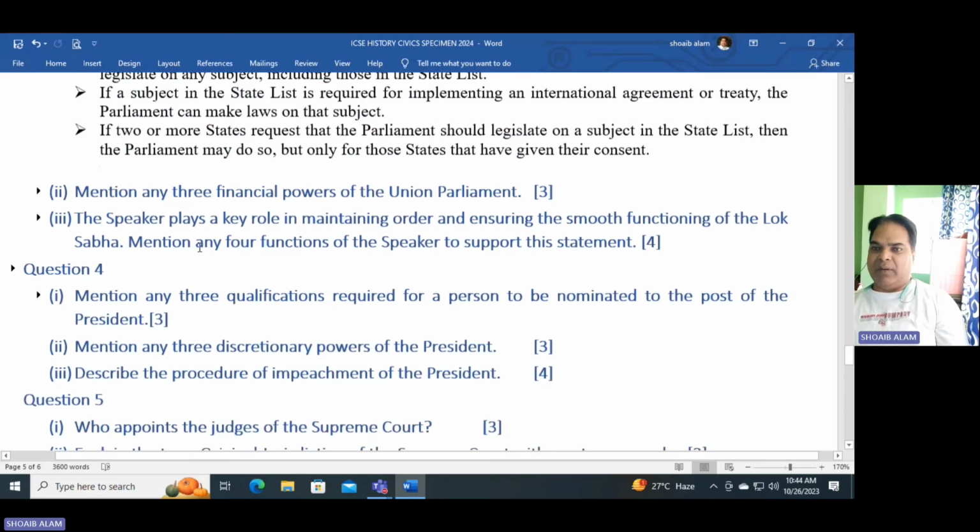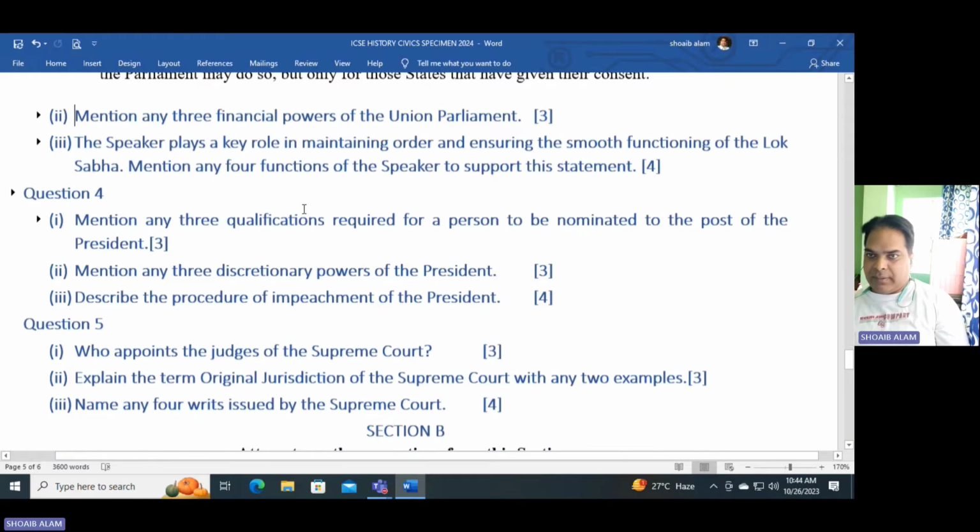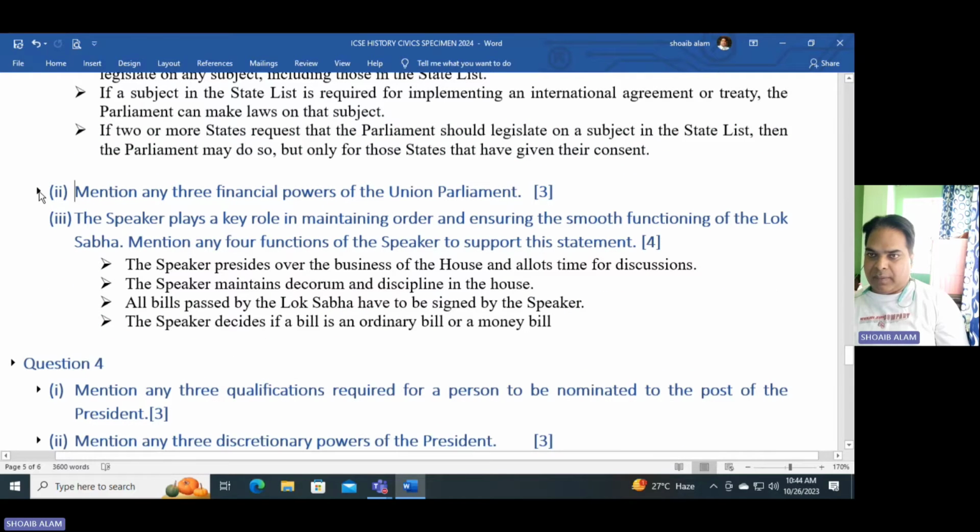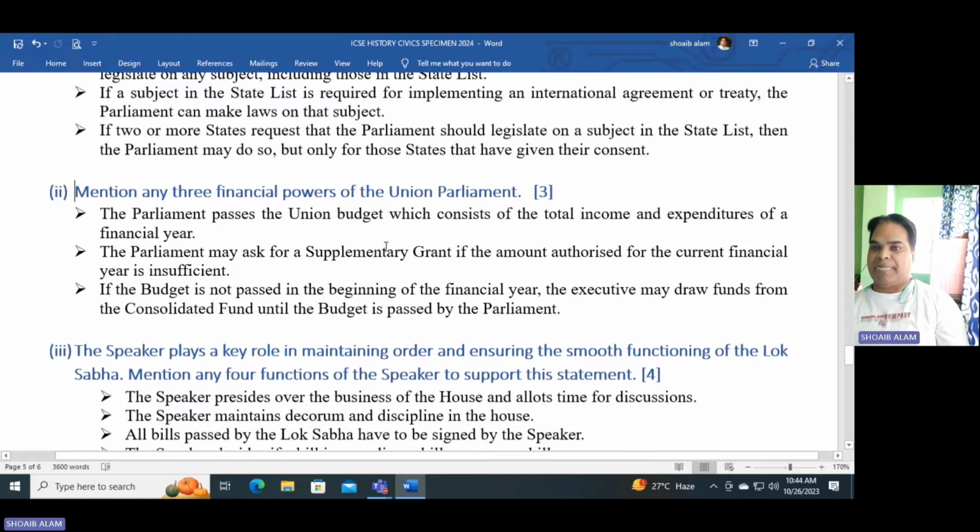Okay, these are the 3 powers. Now number 2, mention any 3 financial powers of union parliament. 3 financial powers. The parliament passes the union budget, which consists of total income and expenditure. Number 2, parliament may ask for supplementary grant. Number 3, if the budget is not passed in the beginning of the financial year, then the executive may draw funds from the consolidated fund until the budget is passed by the parliament.